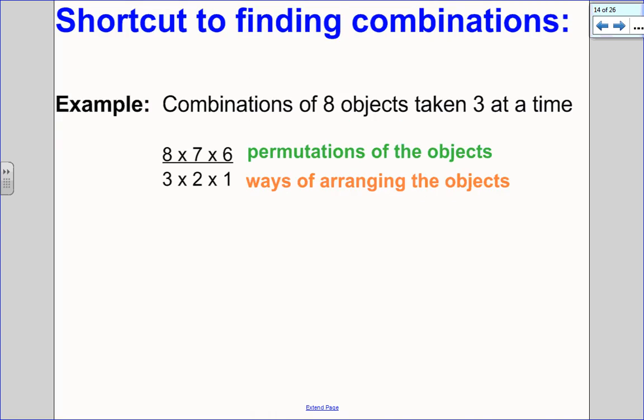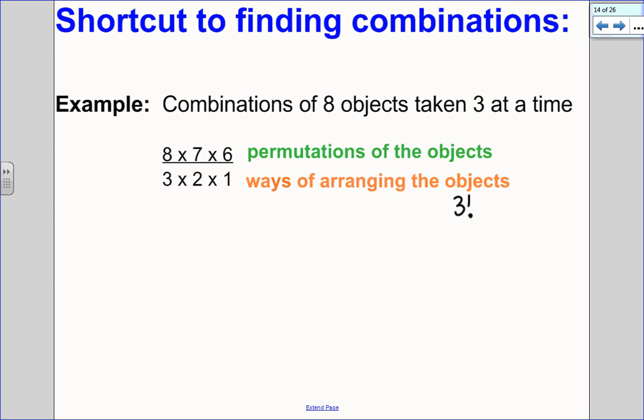So let's look at a little shortcut to finding combinations. Now keep in mind you can still use your calculator to do this. So let's say I wanted the combination of 8 objects taken 3 at a time. All I'm looking at is the permutations on the top. So 8 choices for my first, 7 choices for my second, 6 choices for my third. Now, since it doesn't matter the order that I'm doing this, I'm going to divide by the ways of arranging the 3 objects that I picked. So the 3 objects that I picked have 3 factorial, or 3 times 2 times 1 ways of arranging them.